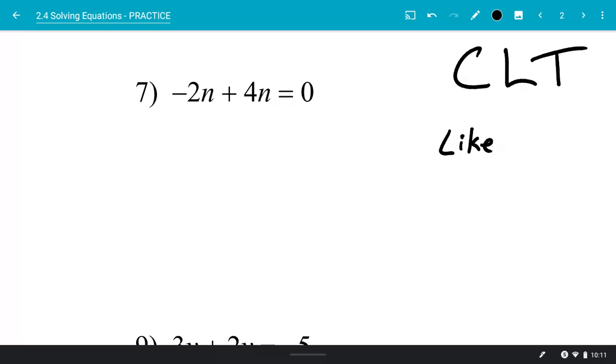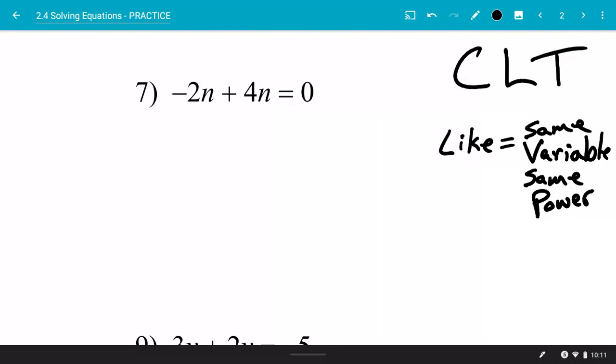Not similar. It's the same variable or variables to the same power. We're only going to be dealing with single variables right now, so I'm just going to say same variable, same power. For example, can I put together an x squared and an x? No, it's the same variable, but it's not the same power. Can I put together an x squared and a y squared? No, they're different variables. Might be the same power, but they're different variables. In order for things to be like terms, they've got to be the same variable to the same power.